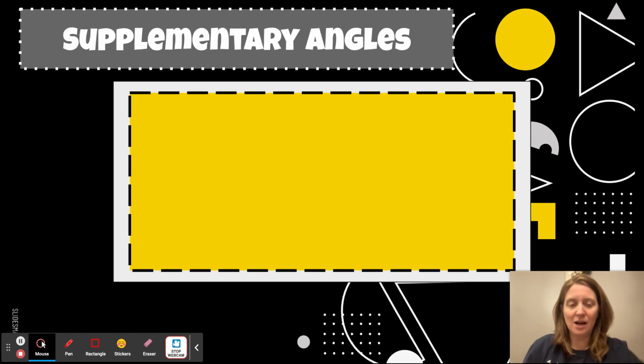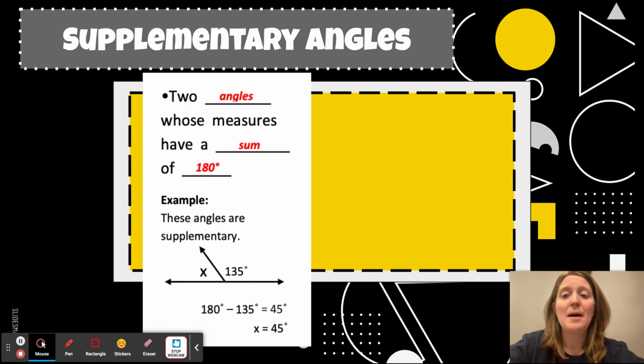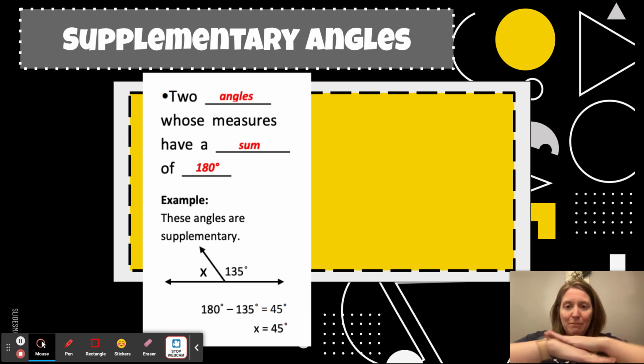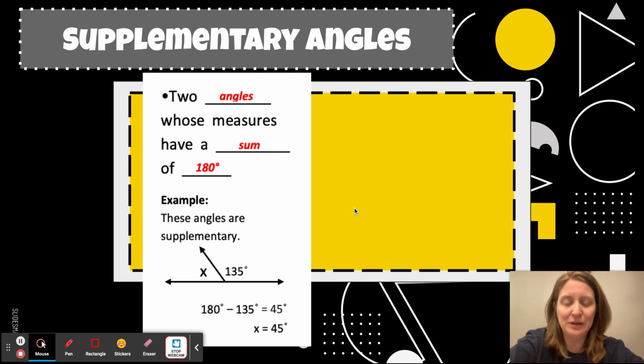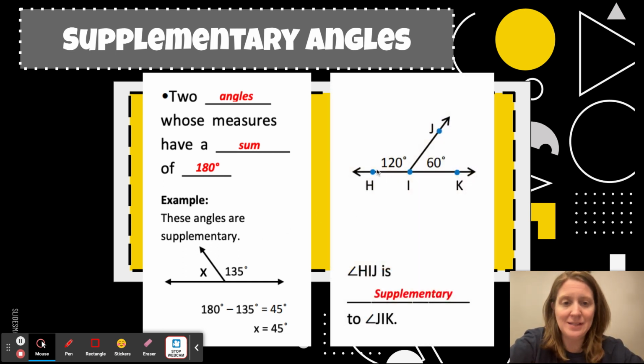All right, the next one we're going to talk about, the second tab over, is supplementary angles. Supplementary angles are two angles whose measures have a sum of 180 degrees. So these two angles add up to be 180 degrees. And what I like to think of here is straight. Supplementary makes a straight line, two angles that make a straight line, or two angles that add up to be 180 degrees. And so the example here is HIJ, which is 120 degrees, is supplementary to JIK, which is 60 degrees. Those two angles add up to be 180 degrees.